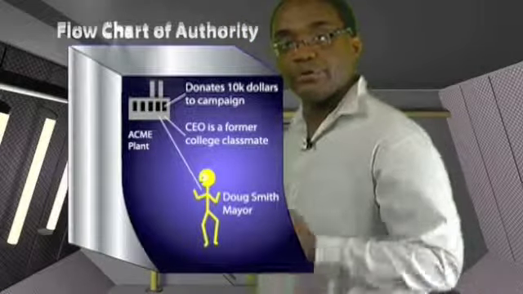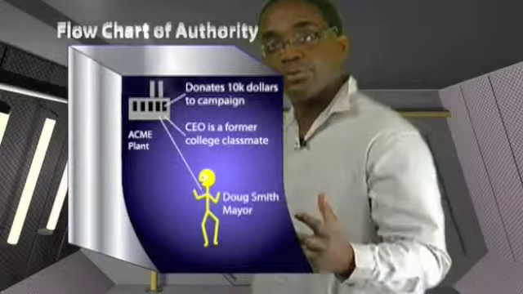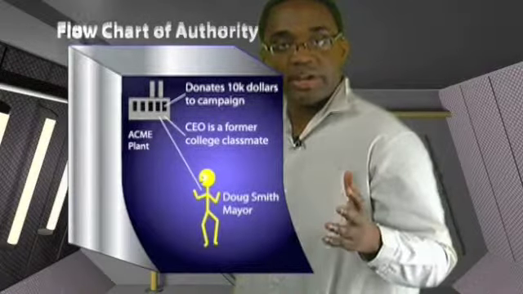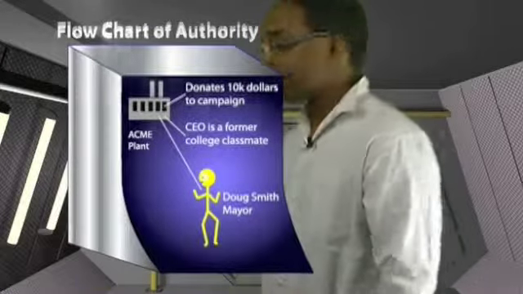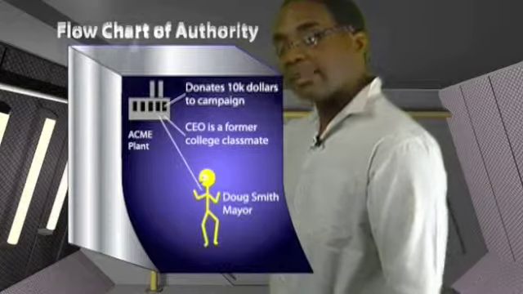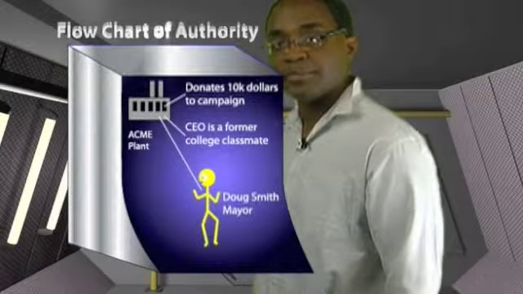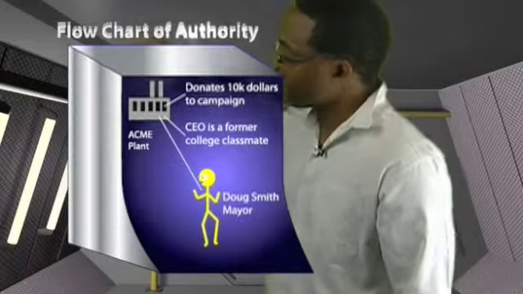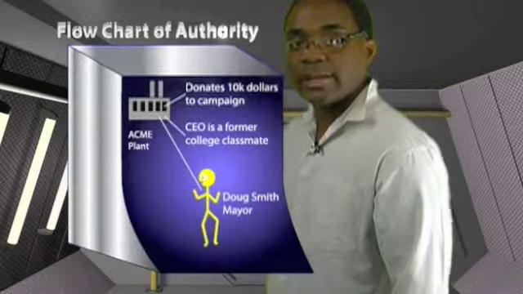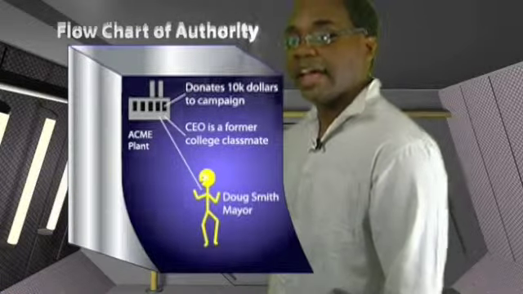Now, let's say after you've done some digging around, after you've done some IRBing within that community, you identify that that business is paying campaign contributions to an elected official. Then you will put a little bubble over here, identifying what type of relationship that business has with the elected official. Now, as you go about your campaign, or as you go about your activism work, you're going to want to constantly update your flowchart of authority.